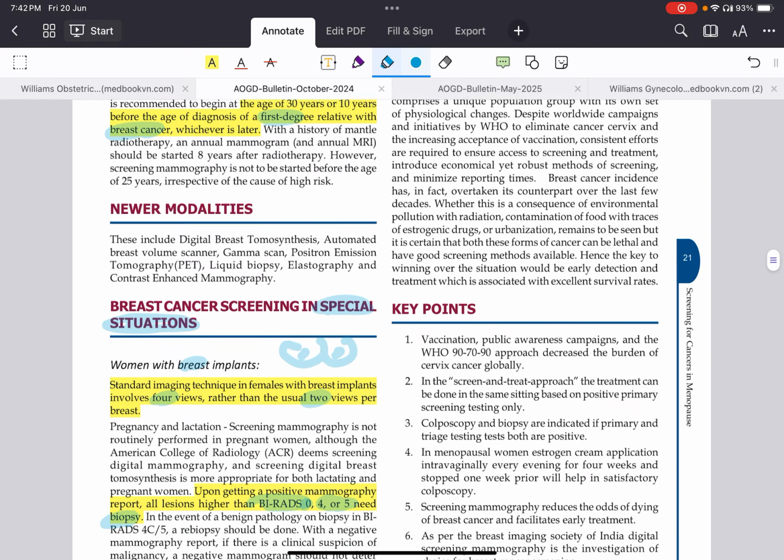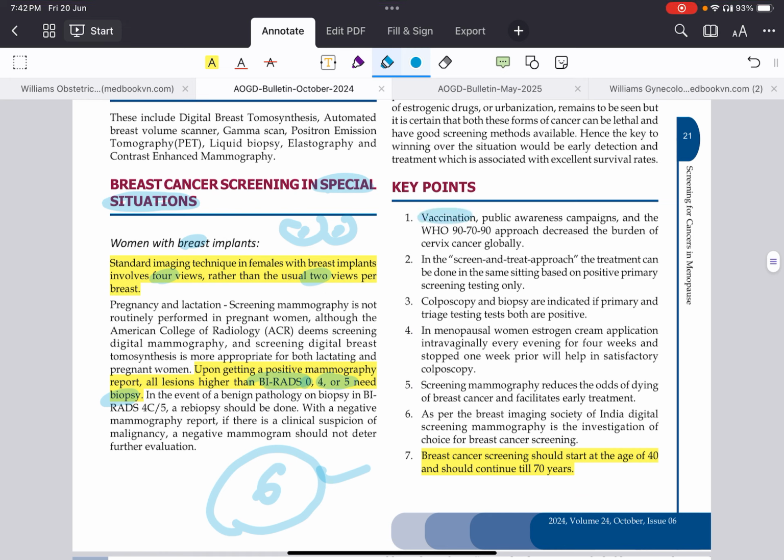Postmenopausal hormone therapy can be given. So the key points on this: you should go for vaccination, as cancer cervix has globally decreased by 90 percent with this approach. Then screen and treat is the approach. Colposcopy and biopsy should be advised. Estrogen cream intravaginally can be given at least 4 weeks before, so that colposcopy will be good. We can visualize the vessels and all.